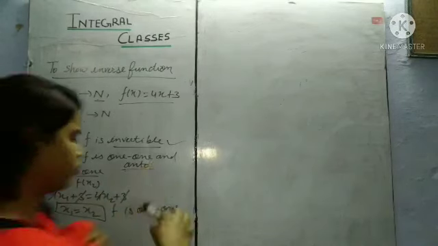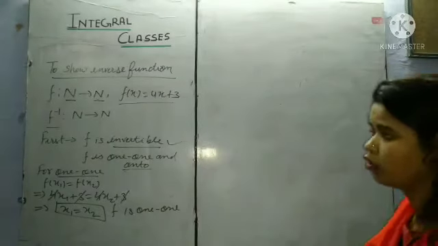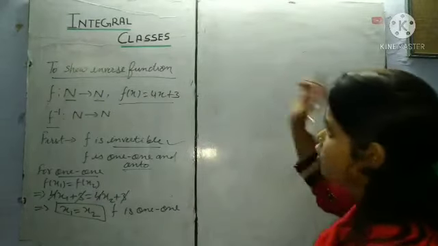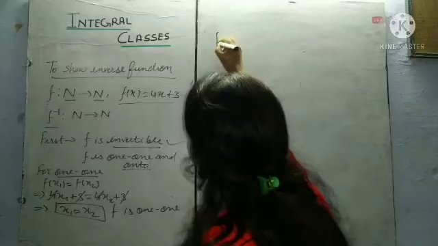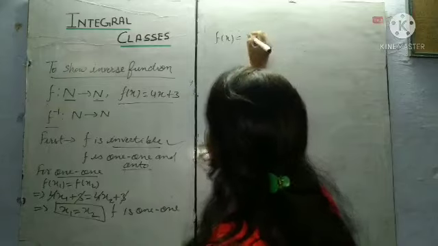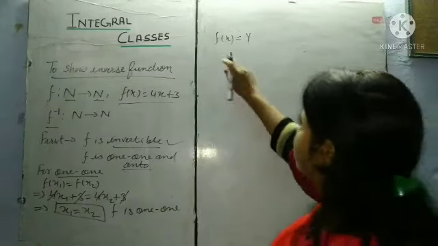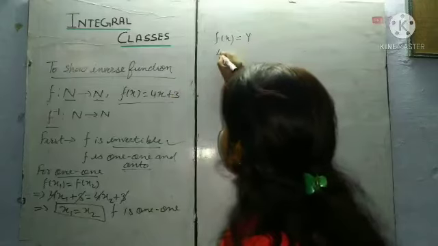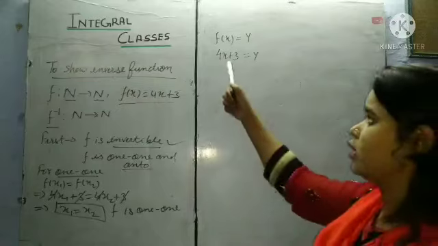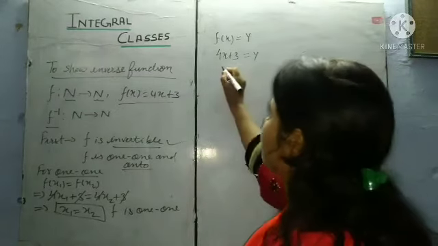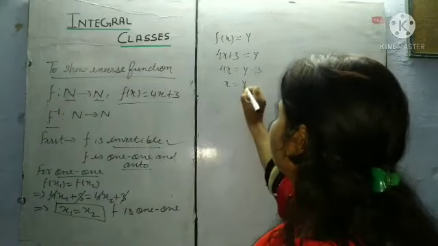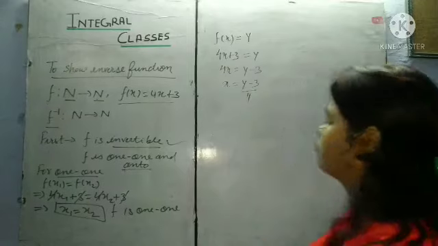Now for onto, what we will show here? For onto, range equal to codomain. So what is the range? f(x) is the range and codomain equal to y. Now what is the value of f(x)? 4x plus 3 equal to y. Now we will find the value of x in terms of y. So 4x equal to y minus 3, then x equal to (y minus 3) by 4.